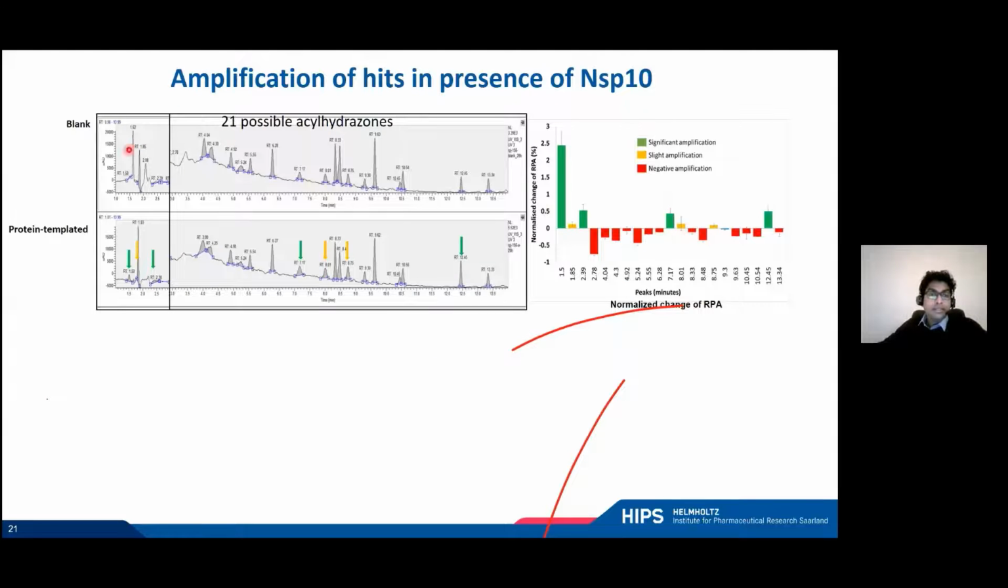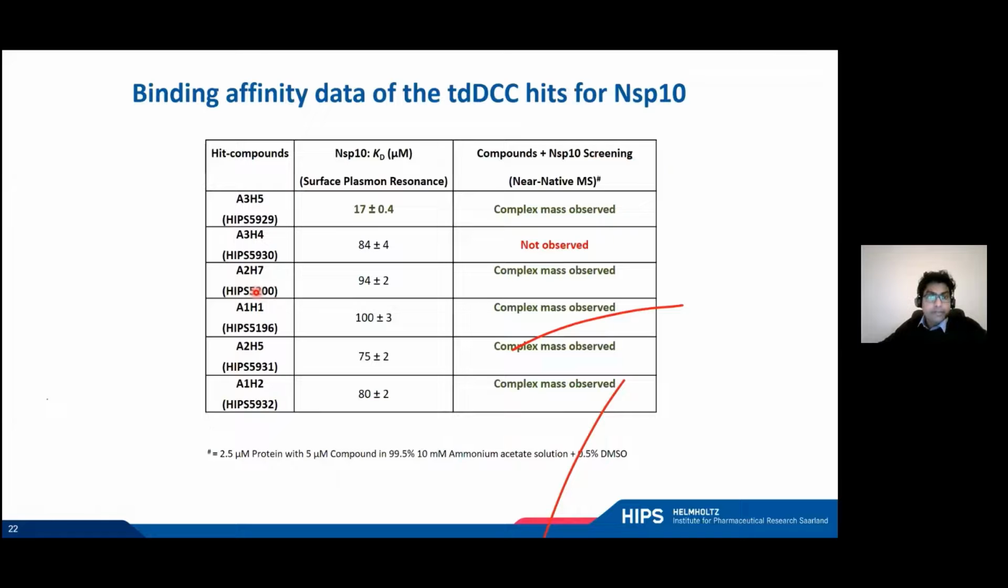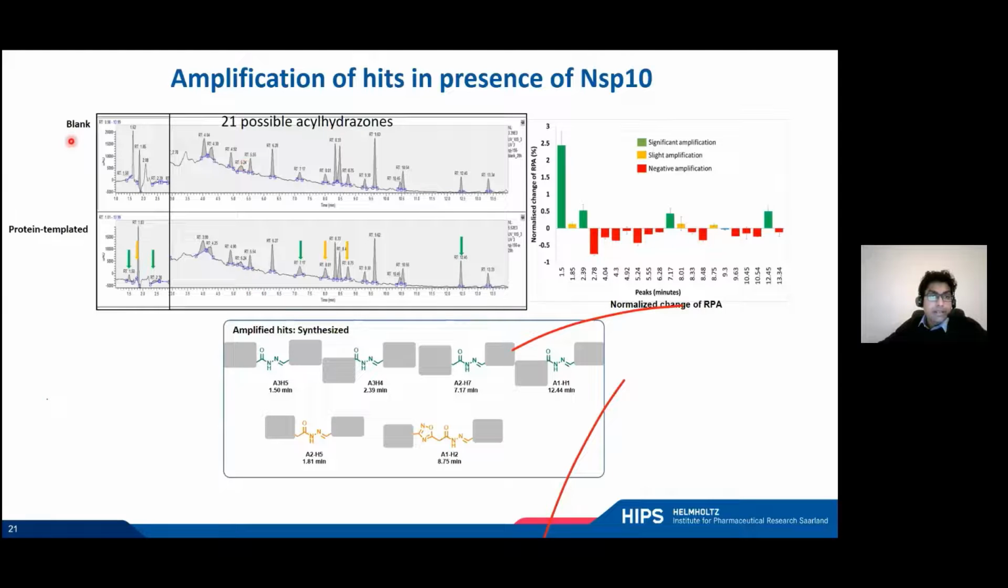So this is the LC-MS chromatogram. This is a blank reaction, where only aldehydes and hydrazides were used. And this is a protein-templated reaction, where aldehydes, hydrazides, and a protein are used. These reactions are run in parallel. They have exactly the same concentration of each reactant. And then after some time, we quench the reaction. We quench the reaction, which means we denature.